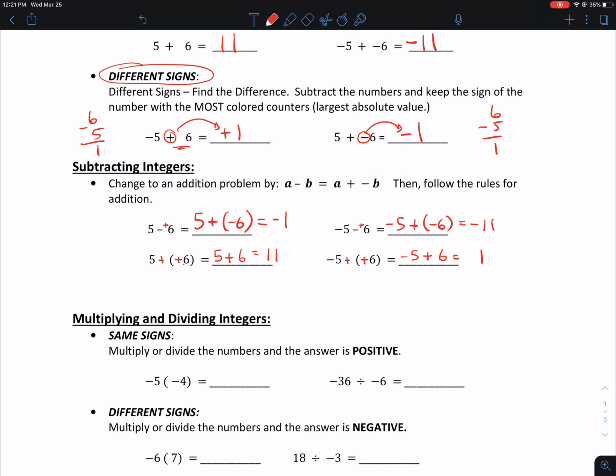All right, is that okay for adding and subtracting integers? Good. All right, so now let's look at multiplying and dividing integers.